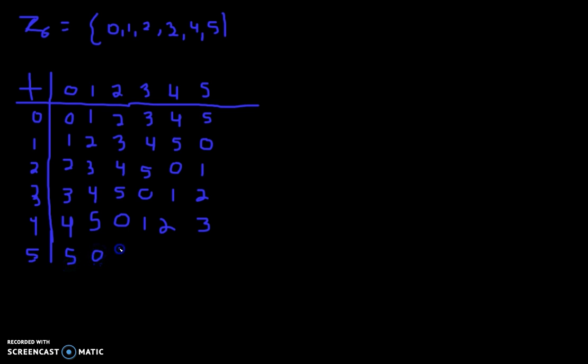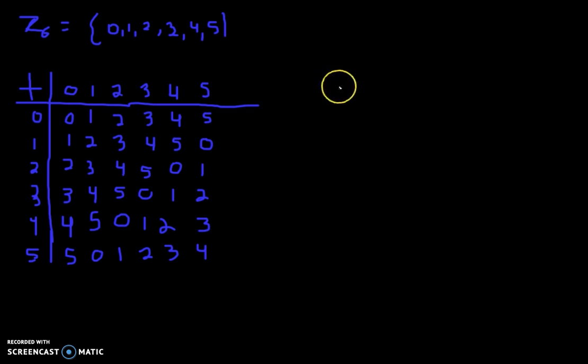So with 5, we're just going to work it out the same way. We're just doing row by column. 5 plus 4 is 9, 9 mod 6 is 3. Then 5 plus 5 is 10, and 10 mod 6 is going to give us 4. So it's not that bad, just, like I said, take your time.